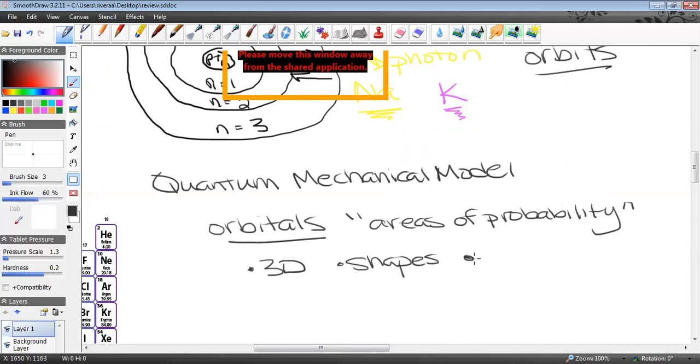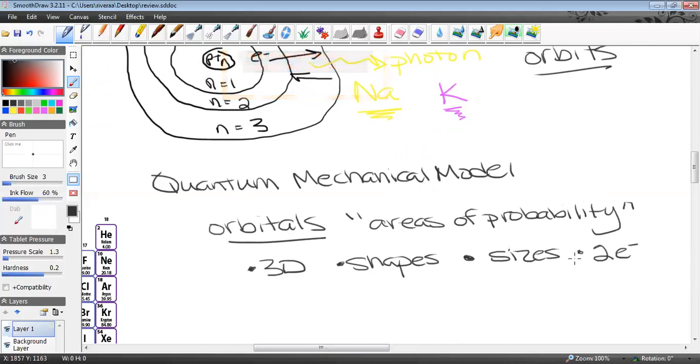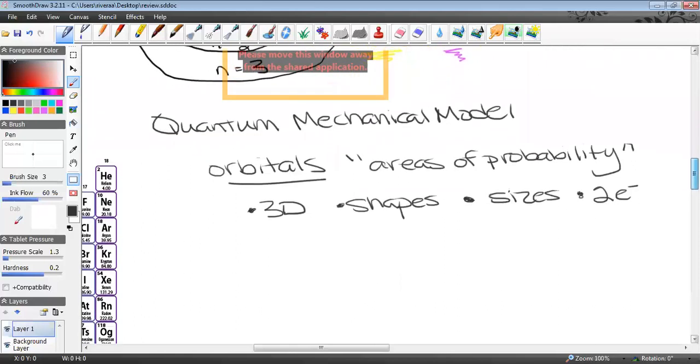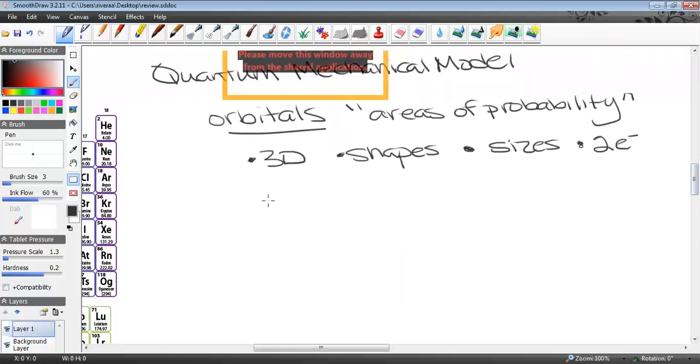And just like the Bohr model, though, they also have certain sizes, like they get small to big around the nucleus. And they can each hold 2 electrons in them. And this next thing that I'm about to draw is totally wackadoo, and we never draw it this way. But when I say these three-dimensional things with crazy shapes, you're like, what are you talking about, Ms. Rivera? I'll show you.